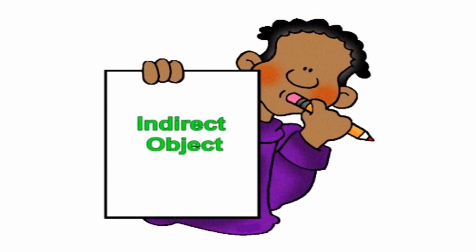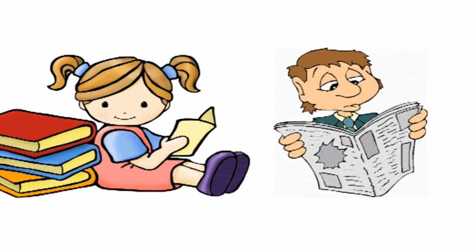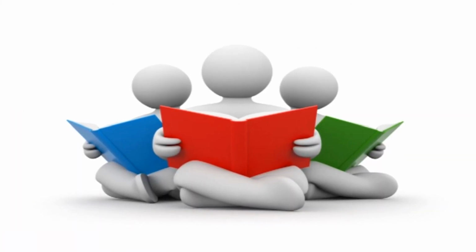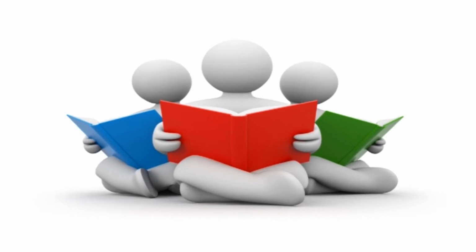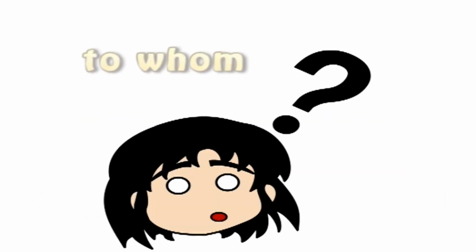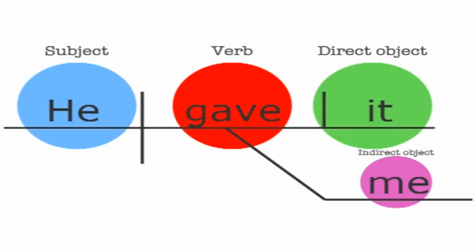Just remember this simple formula. Indirect object. You can read a book or a newspaper and identify objects in each sentence. You will realize that indirect objects are rare. You can read for pages before you encounter one. It tells to whom or for whom something is done. The indirect object always comes between the verb and the direct object. The indirect object is also usually a noun or pronoun.